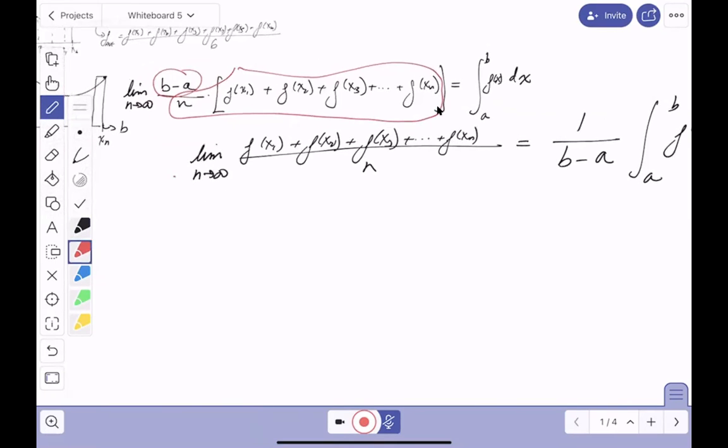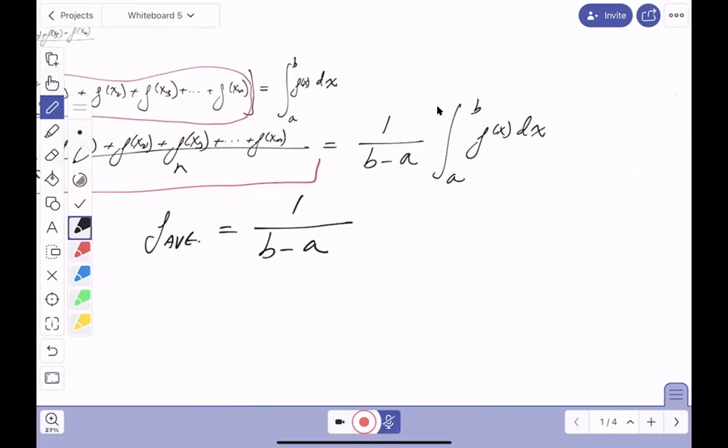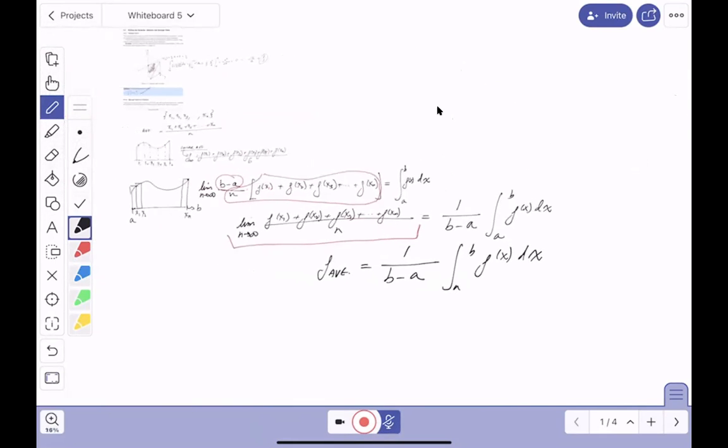All right, let's talk about this. This is taking every single point along the curve, adding them all together and dividing through by n. And that's going to be what's called f average. So f average is equal to 1 over b minus a times the integral from a to b, f of x dx. All right, that's an important result. So I'm going to say we just did the f average.